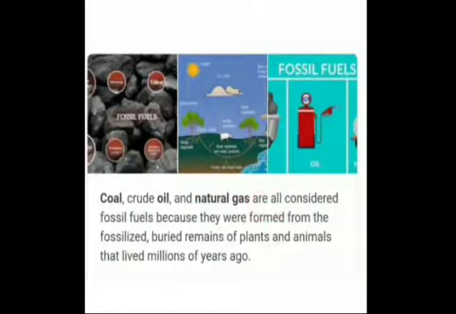Is that clear? So how are they formed? By the decomposition process under the effect of high temperature and pressure. Buried remains of plants and animals, over millions of years, have changed into the form that is available as coal, crude oil and natural gas. So when we burn them, what do we get? We get carbon dioxide, and water is again added to the atmosphere. So both respiration and the burning of fuel are adding water vapor to the atmosphere. Then another process involved in the water cycle is condensation.